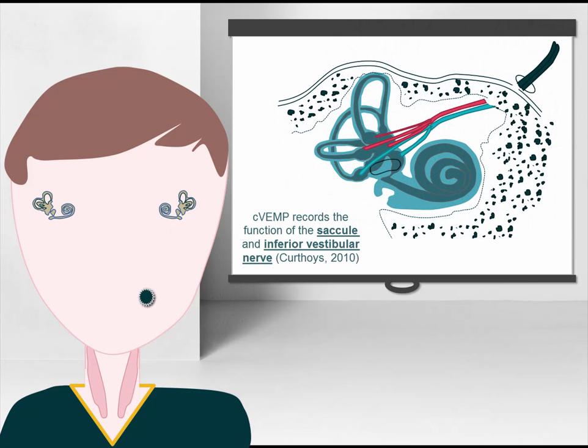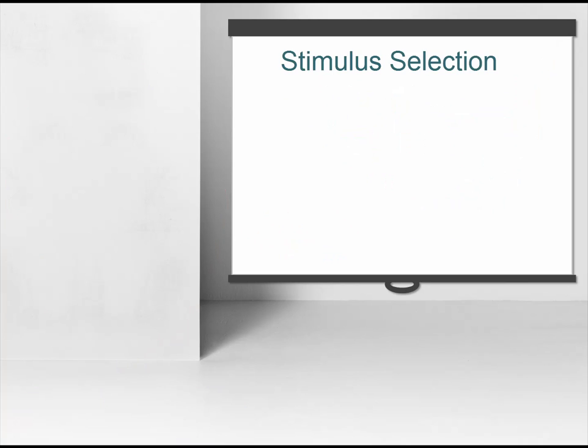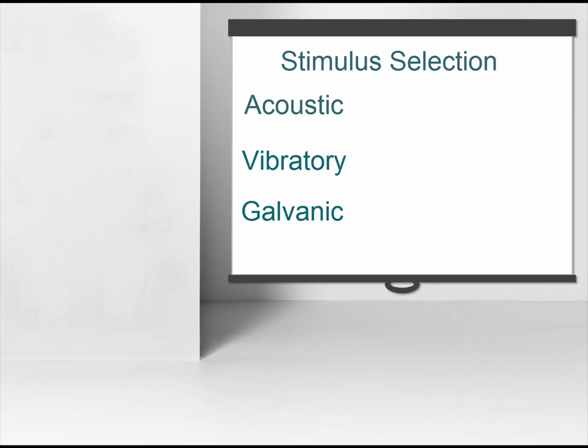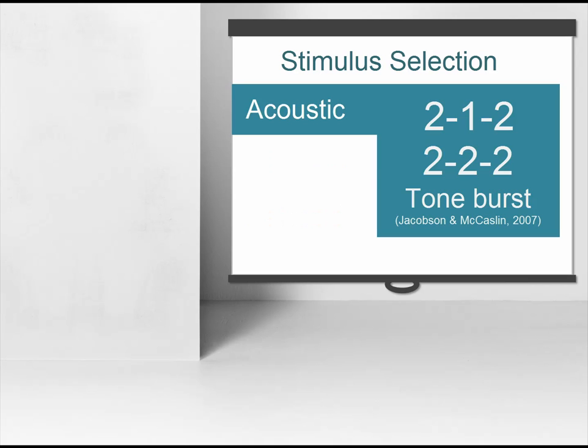The cVEMP pathway is well documented, and it is believed that the cVEMP tests the integrity of the saccule as well as the inferior vestibular nerve. The cVEMP can be elicited by either an acoustic, vibratory, or galvanic stimulus. Clinically, the most common method of recording the cVEMP is through using an acoustic stimulus such as a 212 or 222 tone burst at a loud intensity, usually around 95 dB NHL.